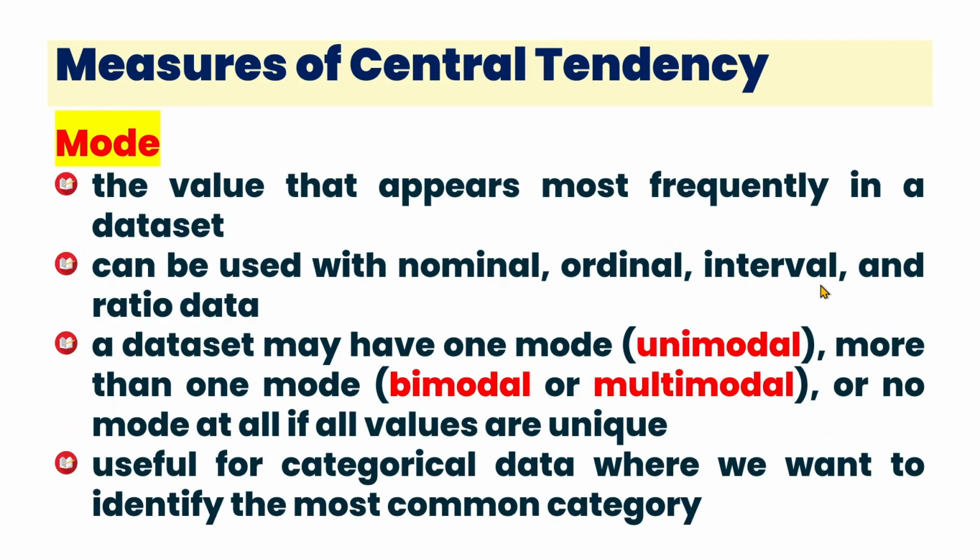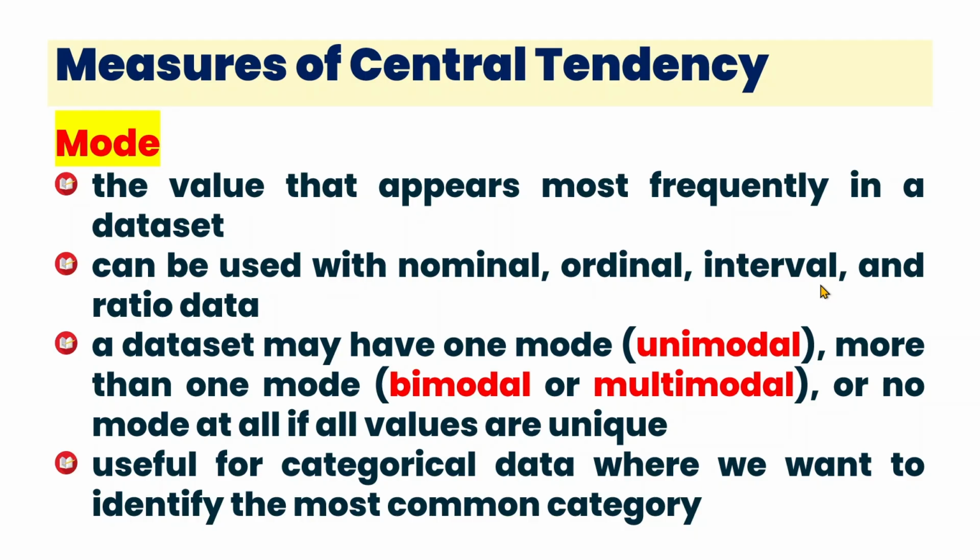And the last measure of central tendency is the mode. The mode is the value that appears most frequently in a dataset. Mode can be used with nominal, those numbers that can be used to categorize and name objects. Ordinal, this is for ranking again. Interval, with exact distance. And ratio, the combination of nominal, ordinal, interval plus a true zero.